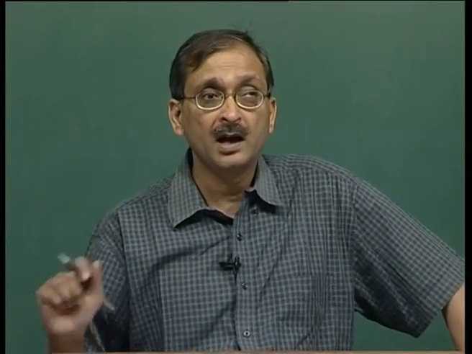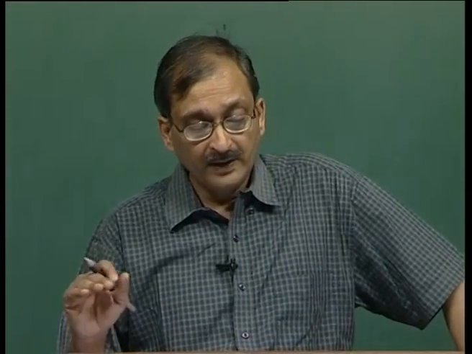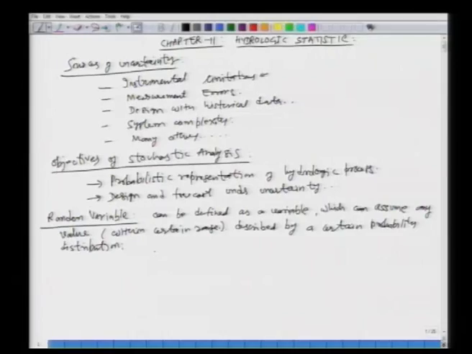However, it is described by a certain law. Although it is random, it follows a certain probability distribution, and there are many kinds of probability distributions we will see in this chapter or in this module. Different variables will follow different hydrologic probability distributions. So, this is the definition, and the mathematical representation of a random variable is like this.